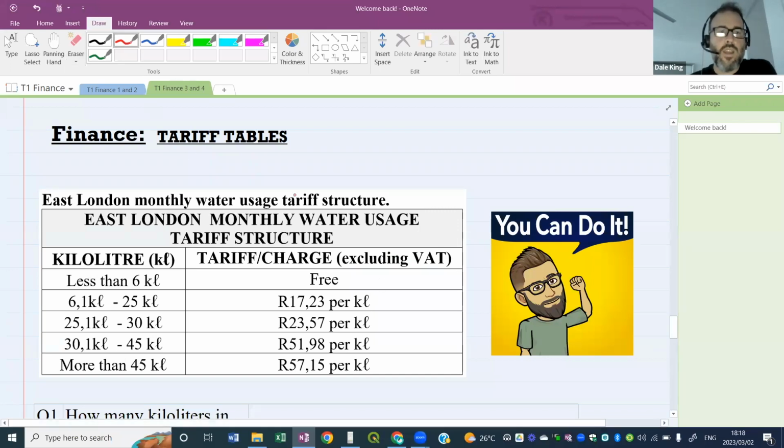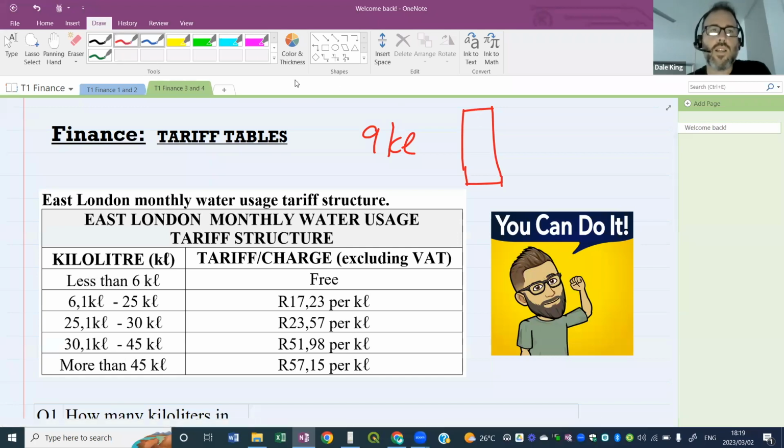Now, how this works. Let's say you use 9 kiloliters of water in a month. I'm going to draw a block here and pretend that that's all the water that we use in a month. Don't worry about a rectangular shape. It's just a representation of all the water that we use. Let's not color it blue, just leave it like that. So it's a block of water.